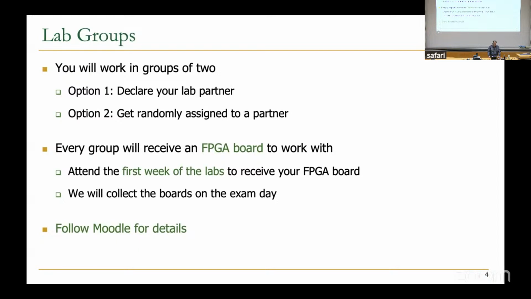And you know that you will work in groups of 2. We had 2 options, which I think we are already aware of, so things are already defined. And every group will receive an FPGA board to work with, so make sure that you attend the first week of the lab. I mean, you should attend all the lab sessions, but the first week is also important because you're going to get the FPGA. And please follow Moodle for details.